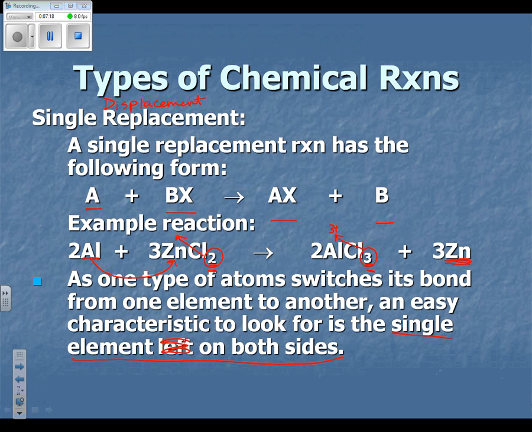Now, beside that, I want you to write diatomics count as a single element. Because they can't get any more single than that, H2. You can't just have H. So H2 is a single element of hydrogen.